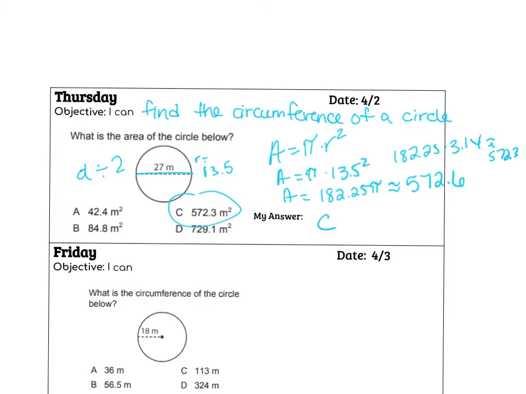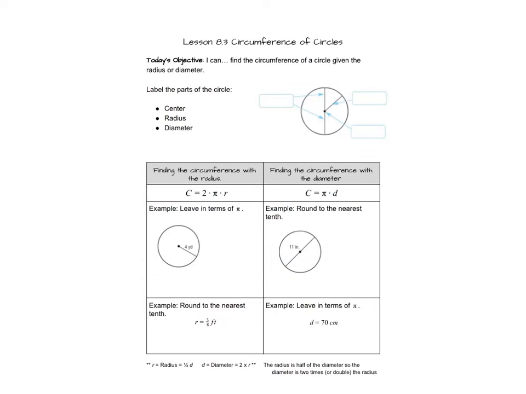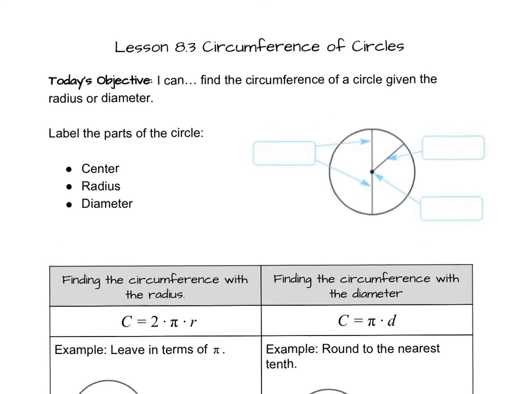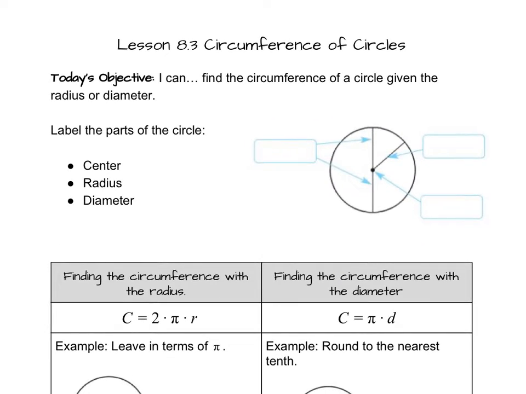So, all right, let's get to today's lesson. Today's lesson is 8.3, and it's on the circumference of circles. Objective, I can find the circumference of a circle given the radius or the diameter. So let's label this. Right here, that is called the center. The distance from the center to the edge, that we call the radius. And the distance from one edge to the other edge by passing through the center, we call diameter.